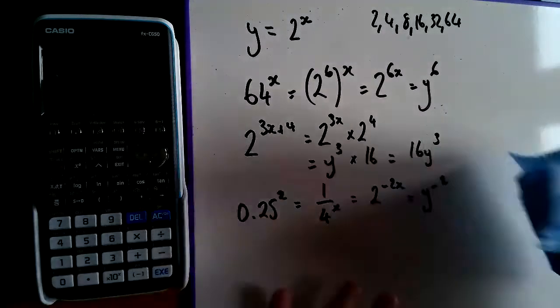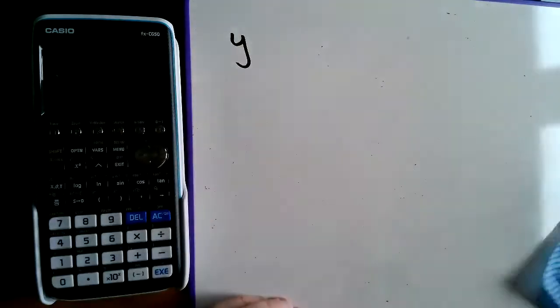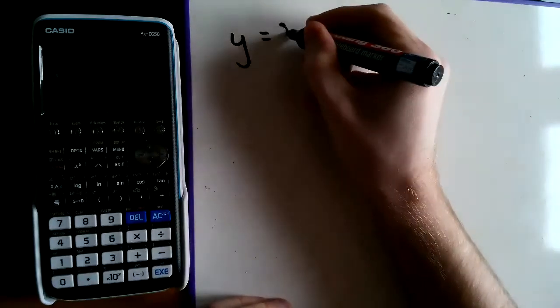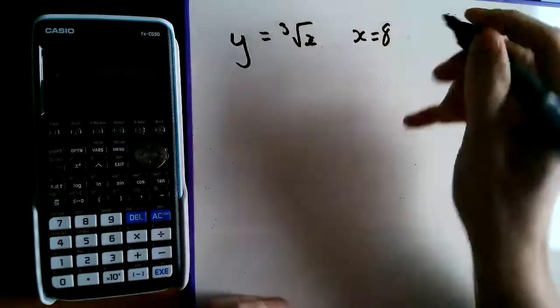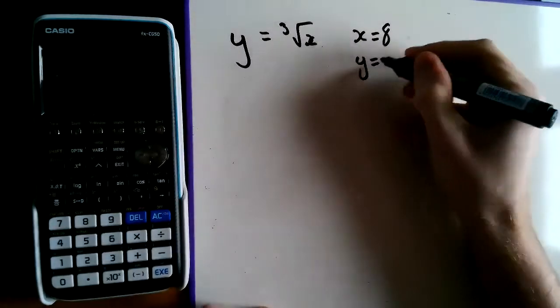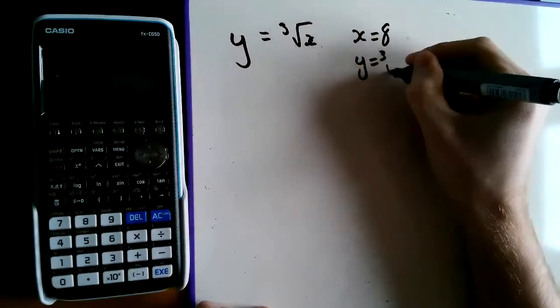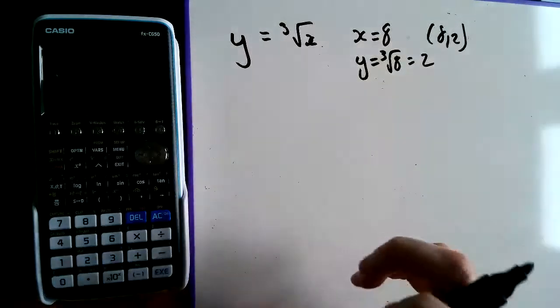Okay, second one. We have the equation y equals cube root x, and we've got the point x equals 8, and we want the normal. Well, straight away, get y, so sub in x is 8 into there. Cube root of 8 is 2, so there's the point (8, 2).